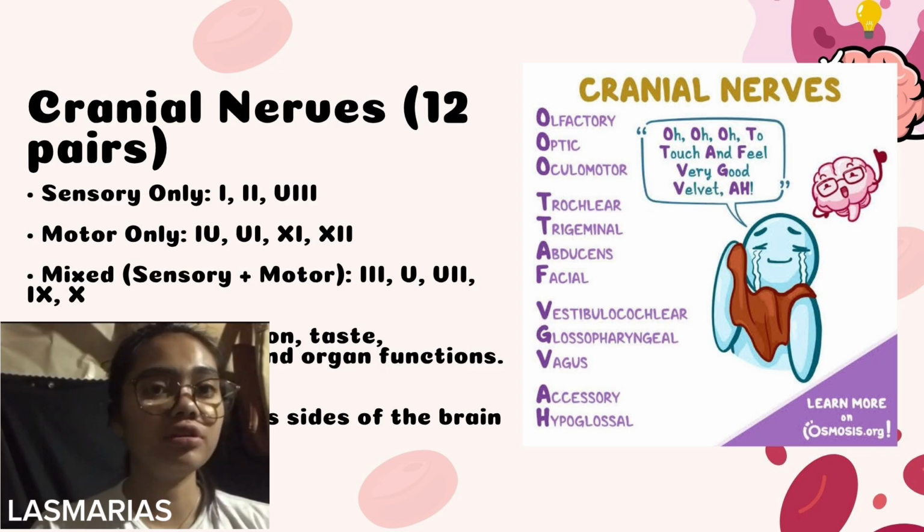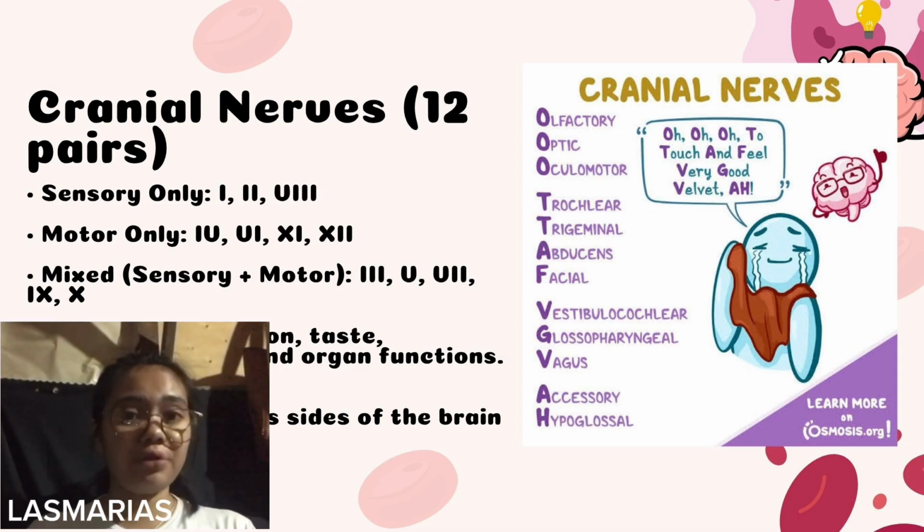The vagus nerve, or nerve number 10, is the longest of all, extending to the chest and abdomen, regulating the heart rate, breathing, and digestion. As the primary nerve of the parasympathetic nervous system, it keeps many body functions running automatically, such as maintaining a steady heartbeat and digesting food.